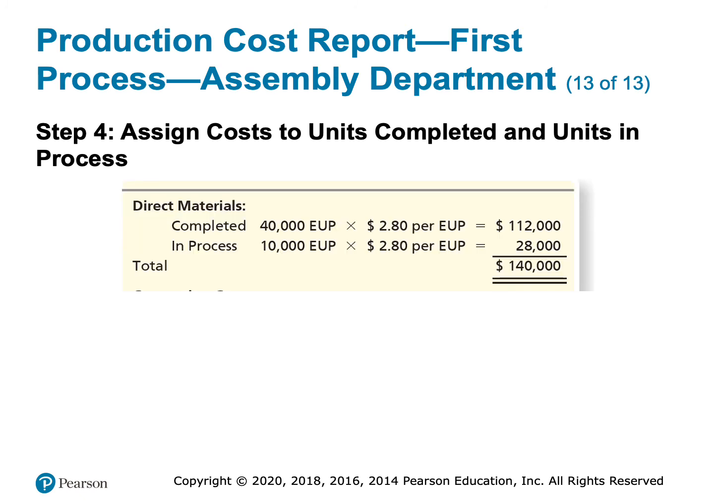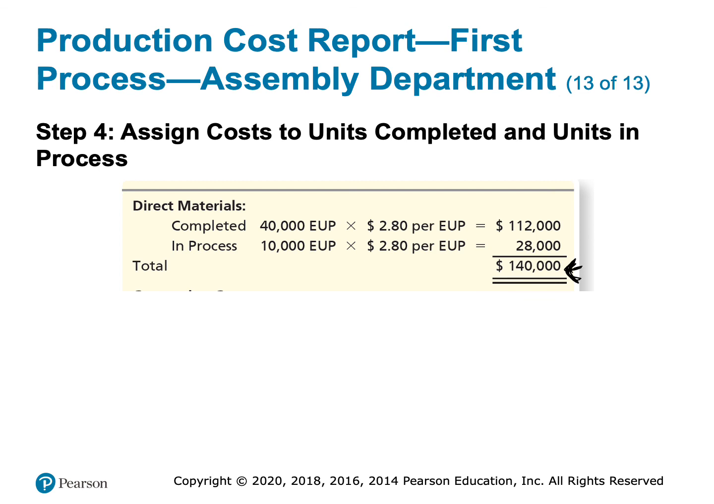Those 10,000 units that were in ending work in process also get $2.80 of materials assigned to them, and so that's the 28,000. Now notice this adds up to our total of 140. We said total materials cost was 140. It has to add up that way.